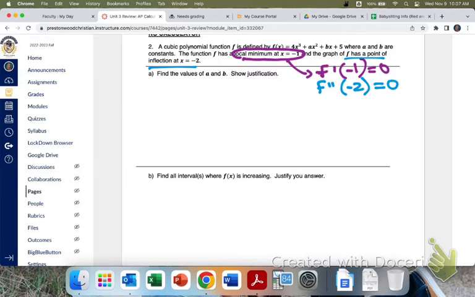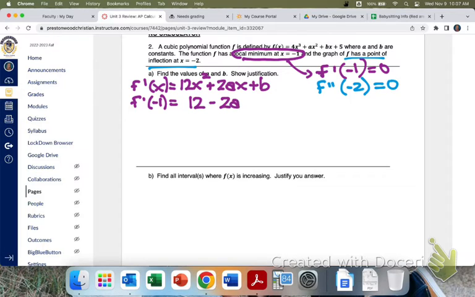All right, so let's take a minute and do that. First derivative, f prime of x, is equal to 12x squared plus 2ax plus b. What do I then do with this? Two things. It's going to equal 0, and I also know what the x value is: -1. So f prime at -1 is equal to 12 minus 2a plus b, and this will equal 0. We all okay with that?